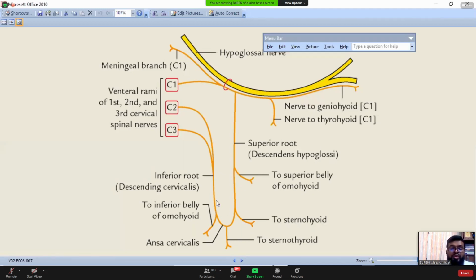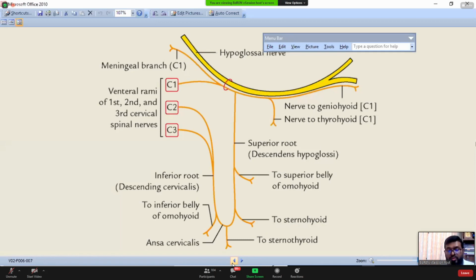This is a common question. Write a short note on ansa cervicalis. So you have to write what are the contributing rami of the roots of the ansa cervicalis, how they are joined, and which one brings what, and which one supplies what muscles. So this is very great, and you have to draw this figure as well. This is in short about the ansa cervicalis.